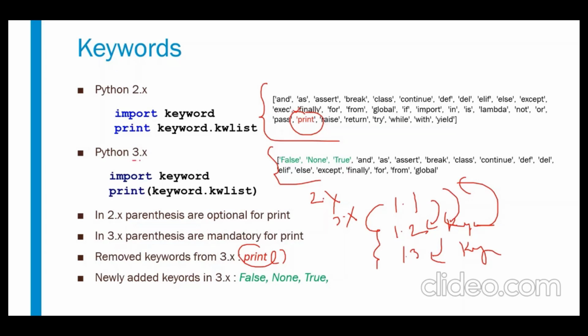Similarly, in 3.x these new keywords are added: False, None, True, and these keywords are not present in Python 2.x. What this means is that in Python, whenever a new version is released, some keywords may be added and some keywords will be removed from the older versions. That is always the case. Now these are all about comments and keywords in Python.